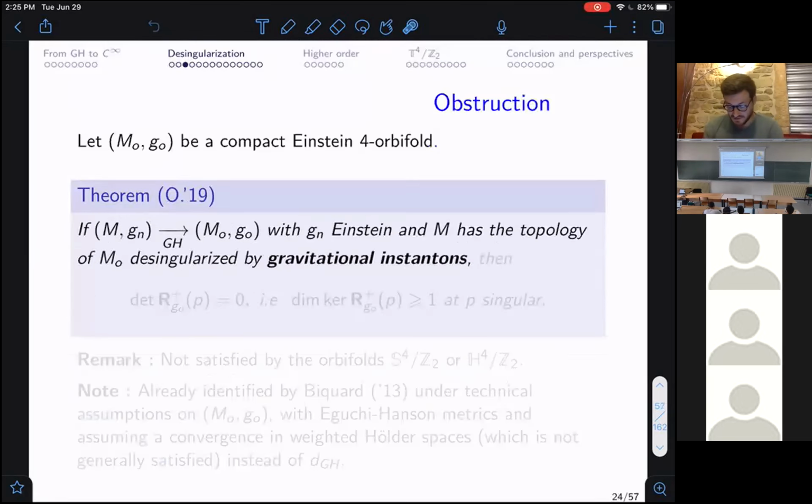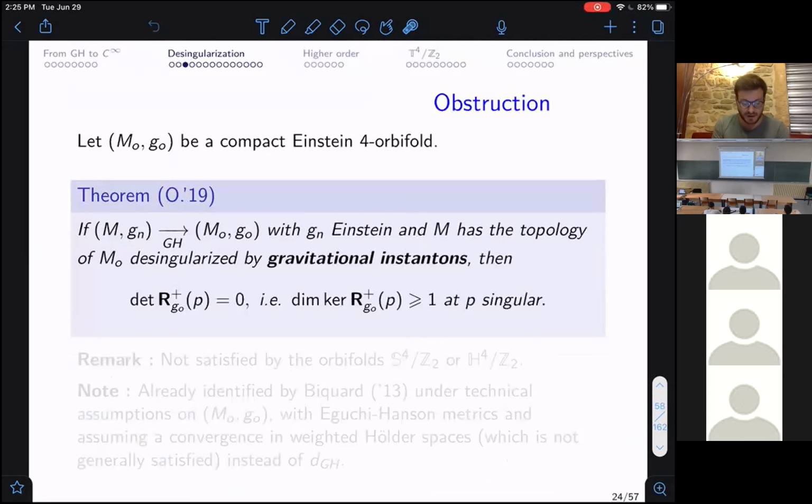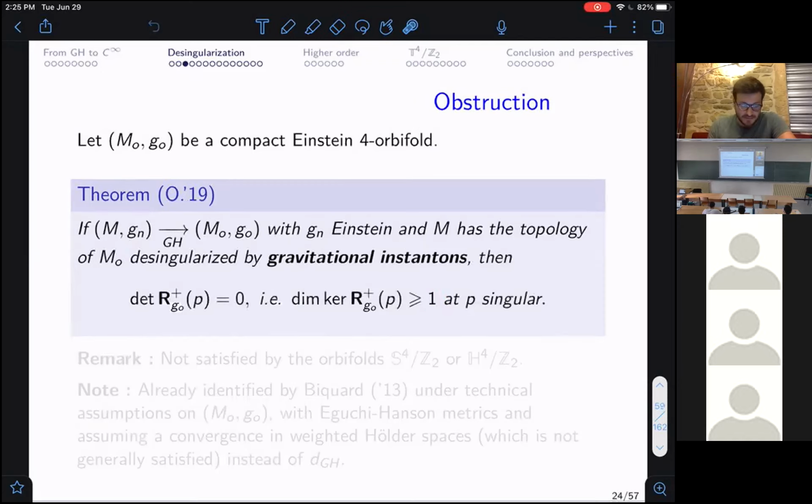And the first application is that if you take a sequence of Einstein metrics converging to an orbifold, but with a given topology, which is the topology of the desingularization by gravitational instantons or their quotients, then you find an obstruction, which is that the kernel of your self-dual part of the curvature is at least one-dimensional. So you need to have a 0 in your curvature for the gluing to make any sense. So this is an actual obstruction because this is not satisfied by S4 mod Z2 or H4 mod Z2.